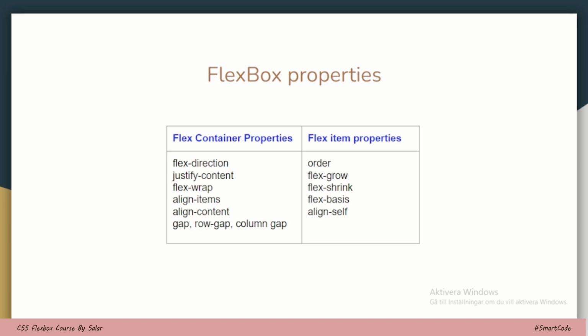For the container, we have flex direction, flex wrap, justify content, align items, align content, gap, row gap, and column gap.